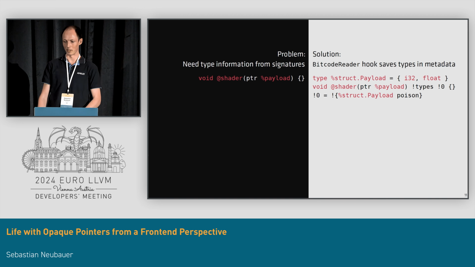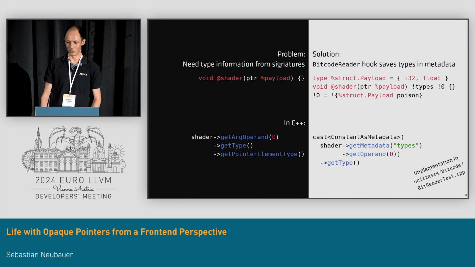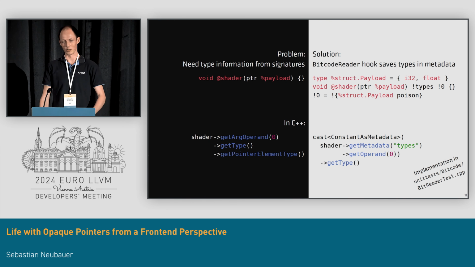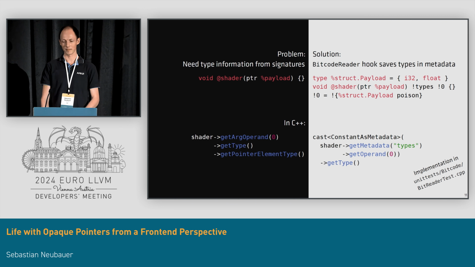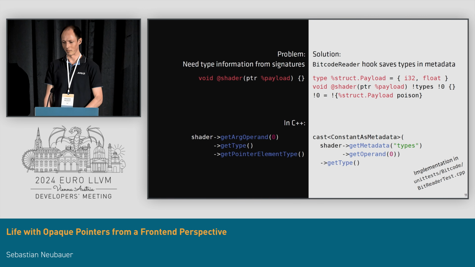So if you look at it from the C++ code, what you had before is get arg operand 0, get type, and then get pointer element type. What we can do now is get the types metadata and the operand there, cast it to a constant, and get the type of that. And there's actually an implementation you can look at in one of the bitcode reader tests.